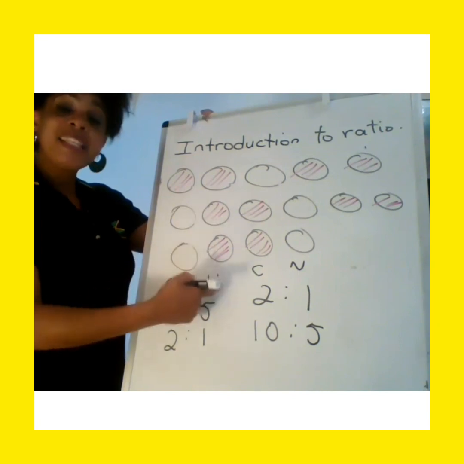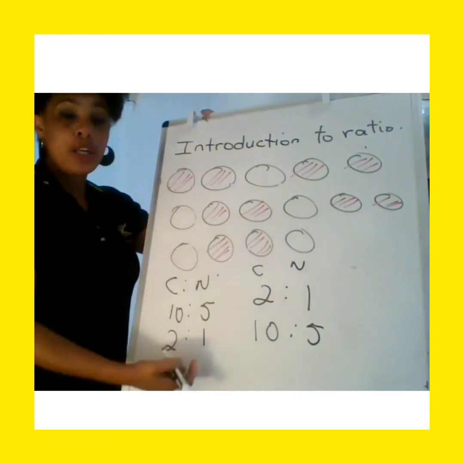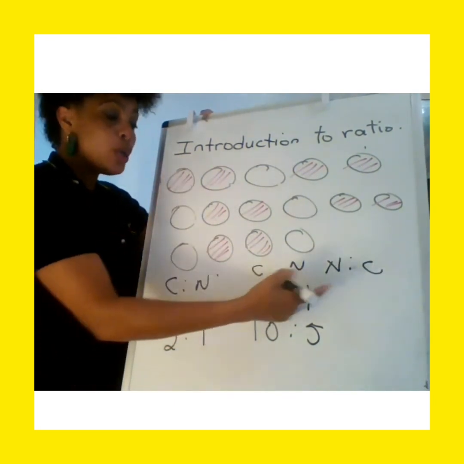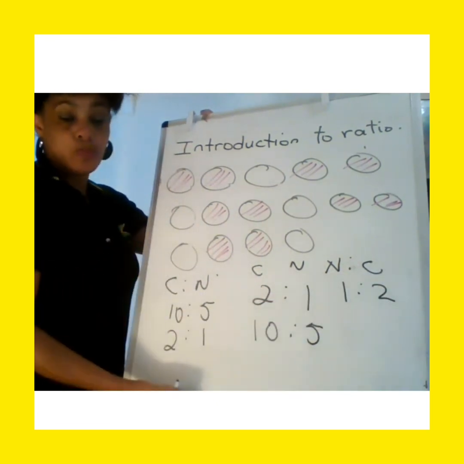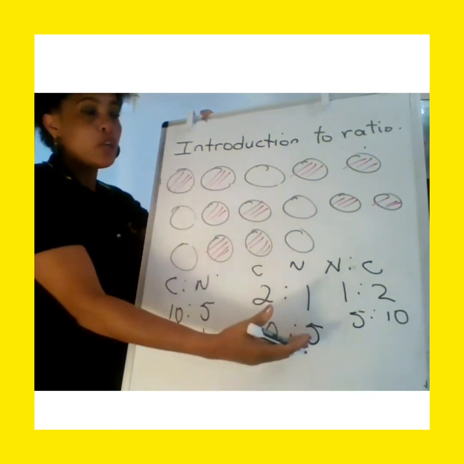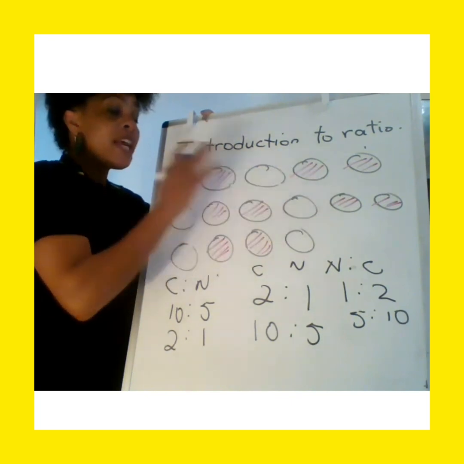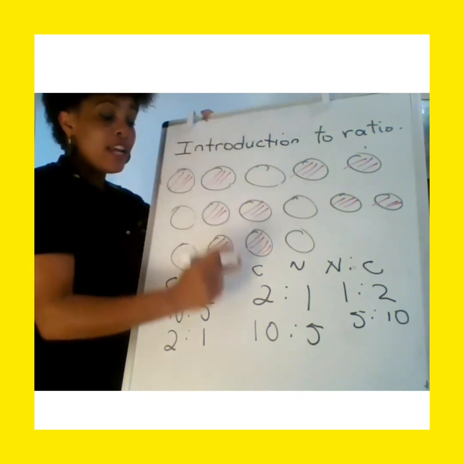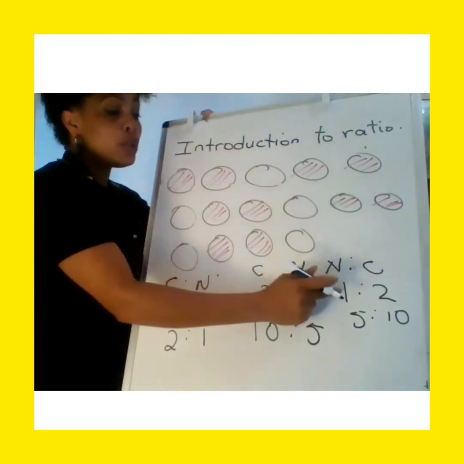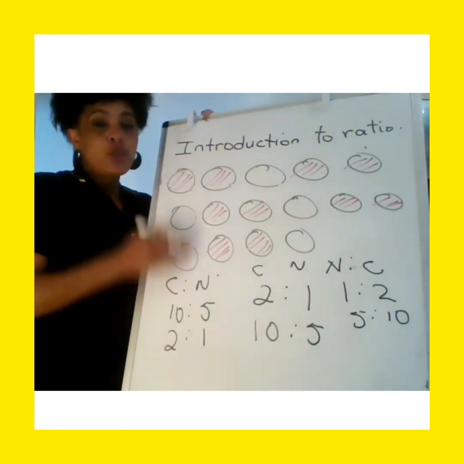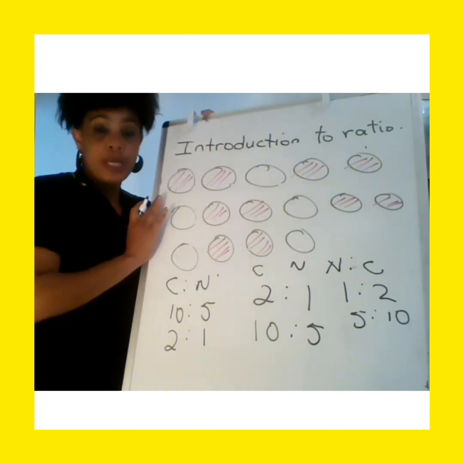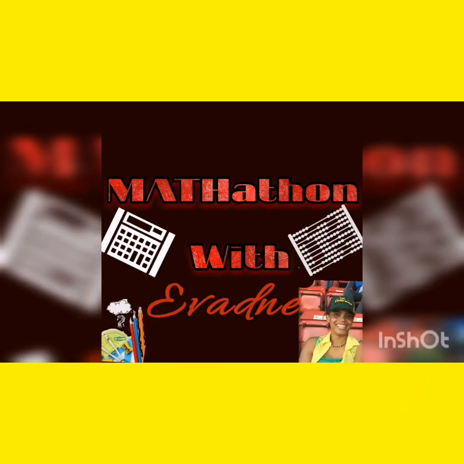Also remember that in this case, I asked for the ratio of colored to non-colored. If I'd asked for the ratio of non-colored to colored, you'd have to write it the other way around. So in this case, it would be 1 to 2. And then it would be 5 to 10. So the way you write ratio is dependent on what you're asked. If I'm asked for colored to non-colored, then I use colored first and non-colored after. If I'm asked for non-colored to colored, then I use the non-colored first and then the colored after. So here, hopefully you understand a little bit more about what ratio is.